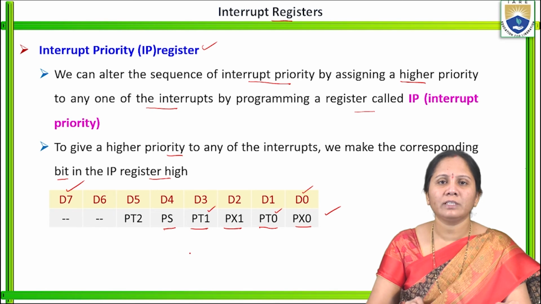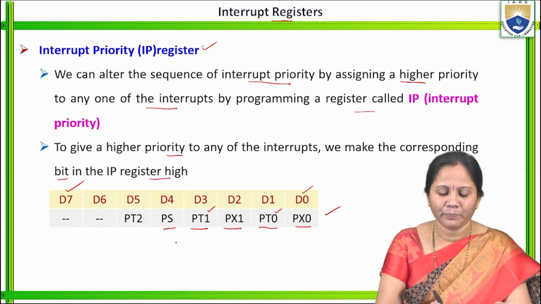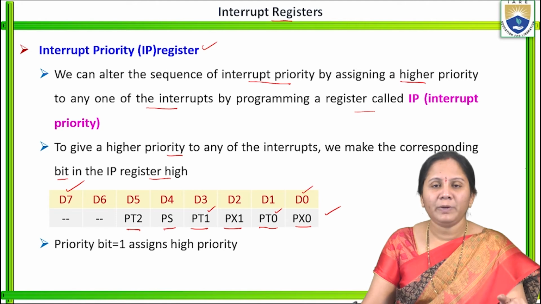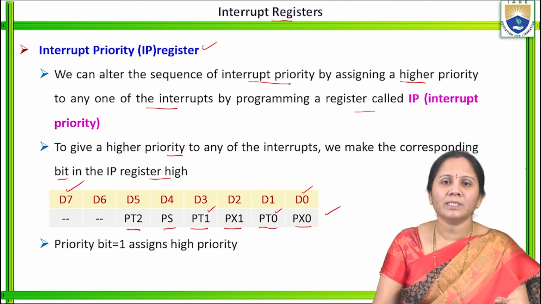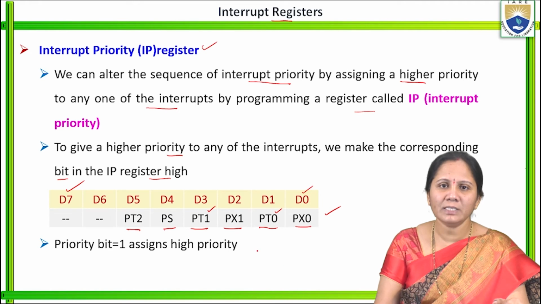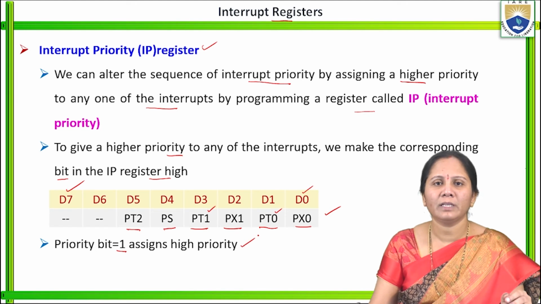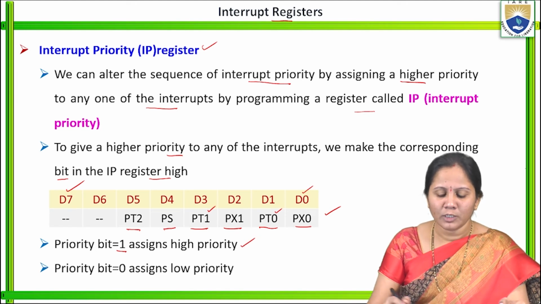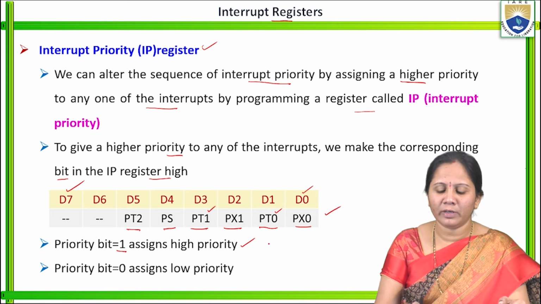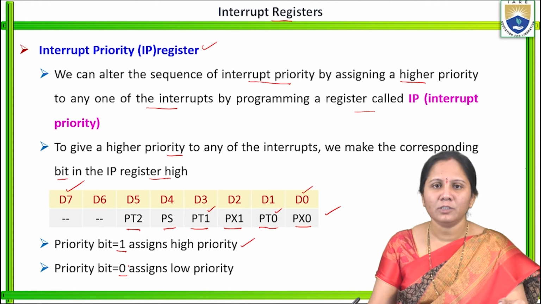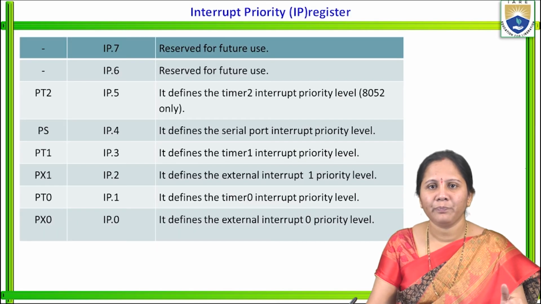This PS bit is used to set the priority for the serial port, and this is the PT2 bit. If we want to set the highest priority for any of these bits, that particular bit should be made 1. Then the highest priority for that particular interrupt will be set. If we want to assign a low priority for any of the interrupts, we have to assign that particular bit as 0. Then the low priority will be allocated for that particular interrupt.